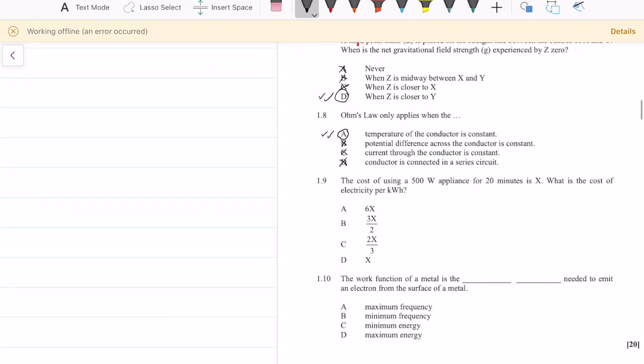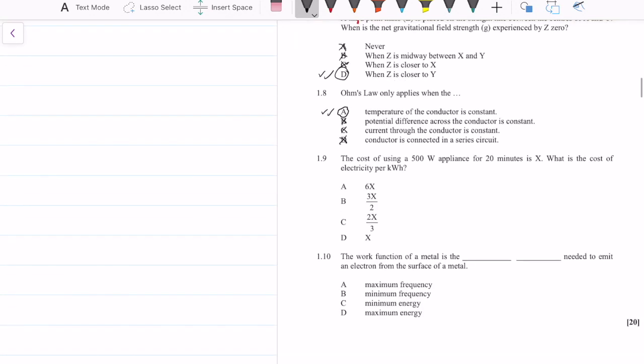Okay, the next question. The cost of using a 500 watt appliance for 20 minutes is X. What is the cost of electricity per kilowatt hour? So we want to know cost per kilowatt hour. And we actually know cost, which is X per watt minute from what we've been given. So we need to convert this.